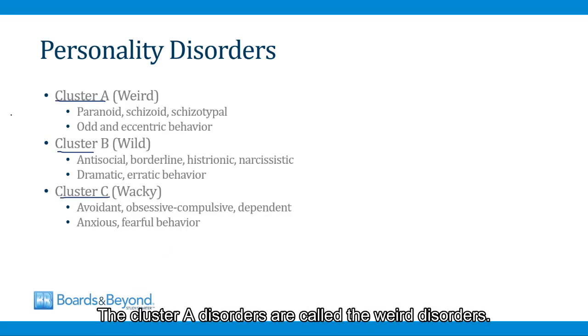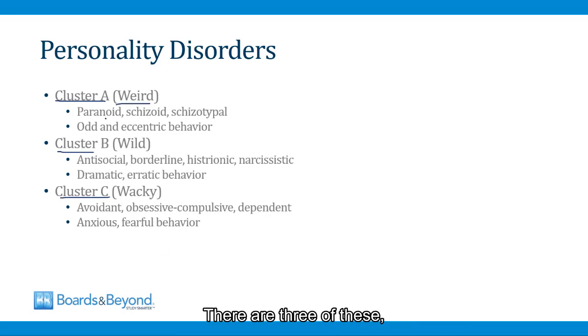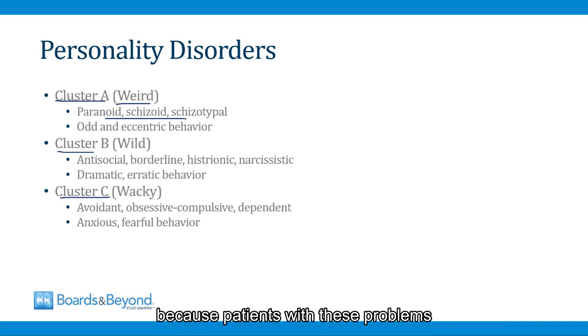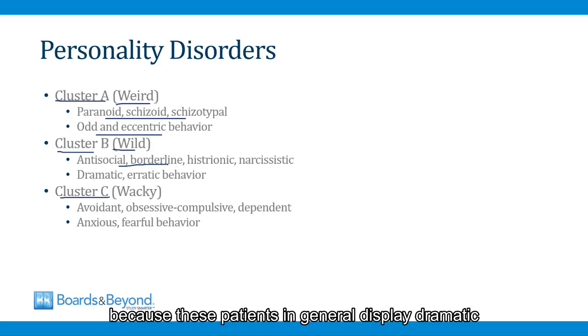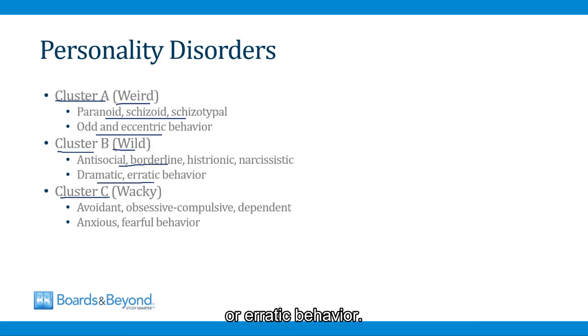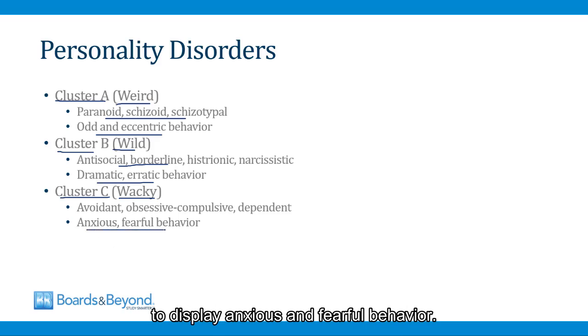Personality disorders are traditionally divided into three clusters: Cluster A, Cluster B, and Cluster C. The Cluster A disorders are called the weird disorders. There are three of these, which we'll go through in this video. And in general, the Cluster A disorders are similar to one another because patients with these problems display odd and eccentric behavior. Cluster B are the wild disorders. There are four of these, and they are called wild because these patients in general display dramatic or erratic behavior. And then lastly, there are three Cluster C disorders. They are known as the wacky disorders, and that's because these patients tend to display anxious and fearful behavior.